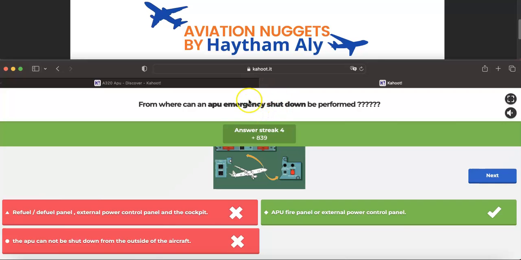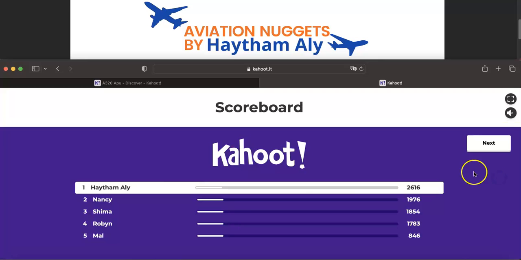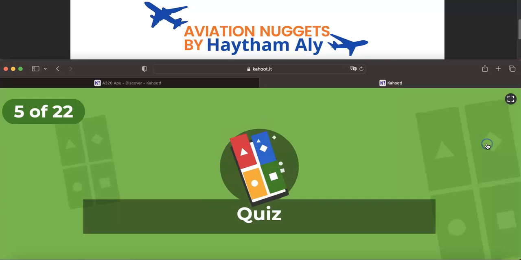And an emergency APU shutdown can be initiated from the APU fire panel. Releasing the APU fire push button will initiate an emergency shutdown, or from the external ground power unit, it will also initiate an emergency shutdown. Okay, everybody. Let's proceed. Next question. I hope you enjoy this question and can easily refresh your knowledge regarding the Airbus A320 APU, auxiliary power unit.